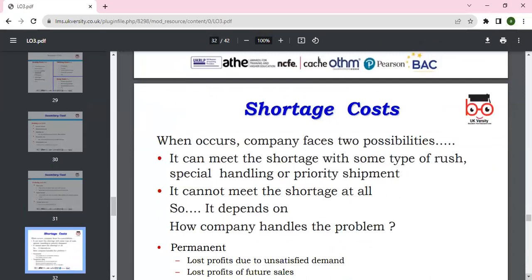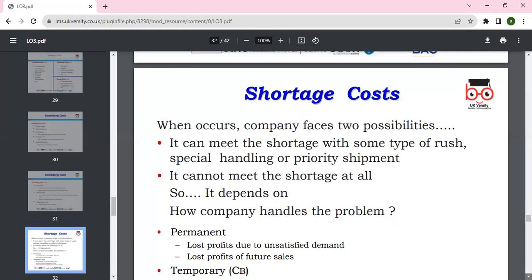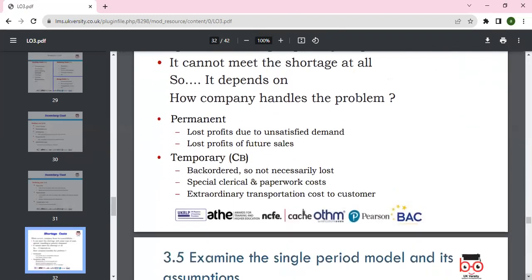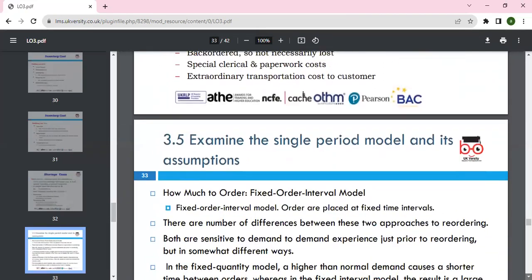When shortage costs occur, the company faces two possibilities. It can meet the shortage with some type of rush, special handling, or priorities, or it can go without, and it depends on how the company handles the problem. Permanent loss means a lot of lost profit from unsatisfied future sales, and a temporary backorder is not necessarily lost, which we carry on doing.